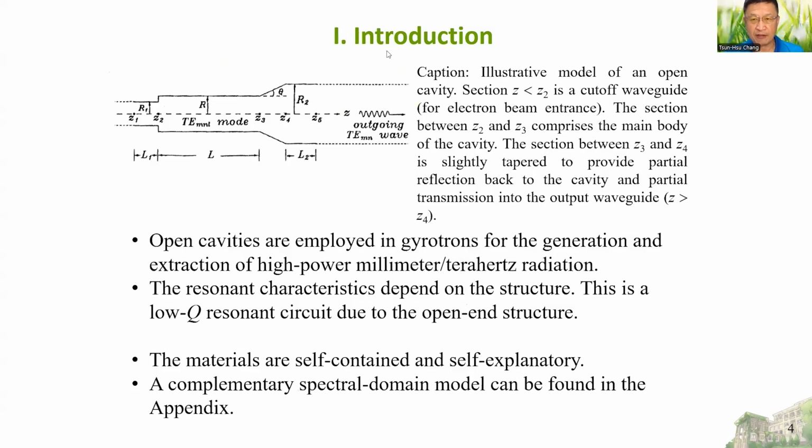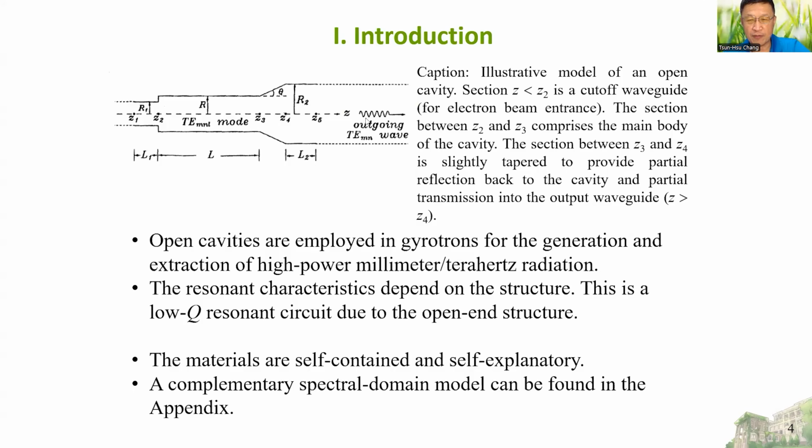What is an open cavity? A closed cavity is easy to understand, with a well-defined boundary. However, for an open cavity like this one, the left-hand side is open, the right-hand side is also open, but in this region, normally it's cut off. Waves cannot propagate. So it looks open, but is effectively closed. It looks like a semi-open waveguide. But here we have a discontinuity, so we will have some reflection. So it's partially closed or partially open.